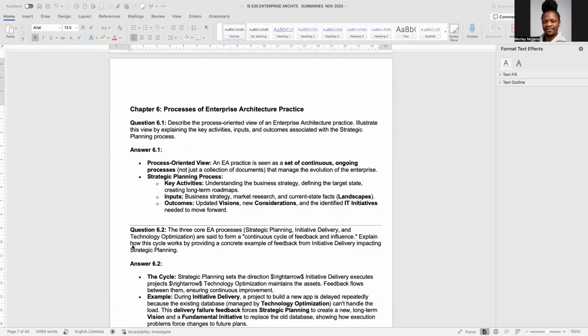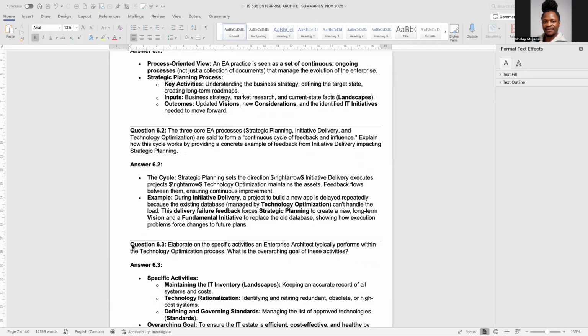The next question says the 3 core EA processes, which are strategic planning, initiative delivery, and technology optimization, are said to form a continuous cycle of feedback and influence. Explain how this cycle works by providing a concrete example of feedback from initiative delivery impacting strategic planning. The 3 core EA processes do not run in isolation. They form a continuous cycle of feedback, and this cycle is key to continuous improvement.